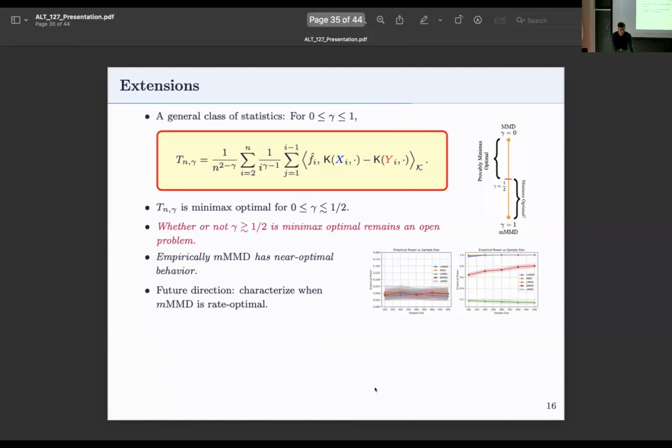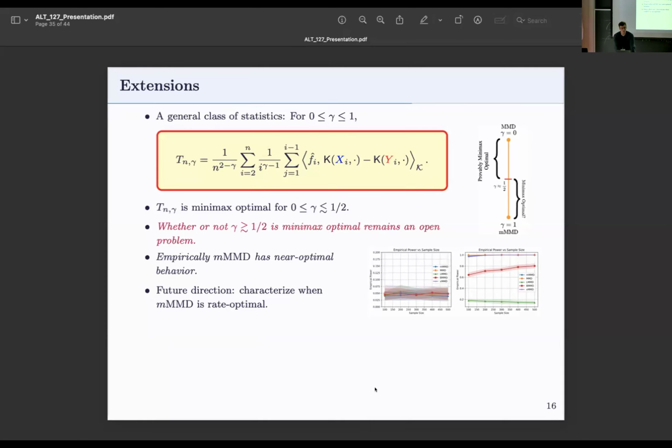Great. And some extensions, just to touch upon them. The authors also define this hybrid test statistic that goes from the original MMD to the Martingale MMD. So we can define a modified test statistic parameterized by gamma. If gamma is 0, we recover the classical MMD. If gamma is 1, we recover the Martingale MMD that we just talked about.